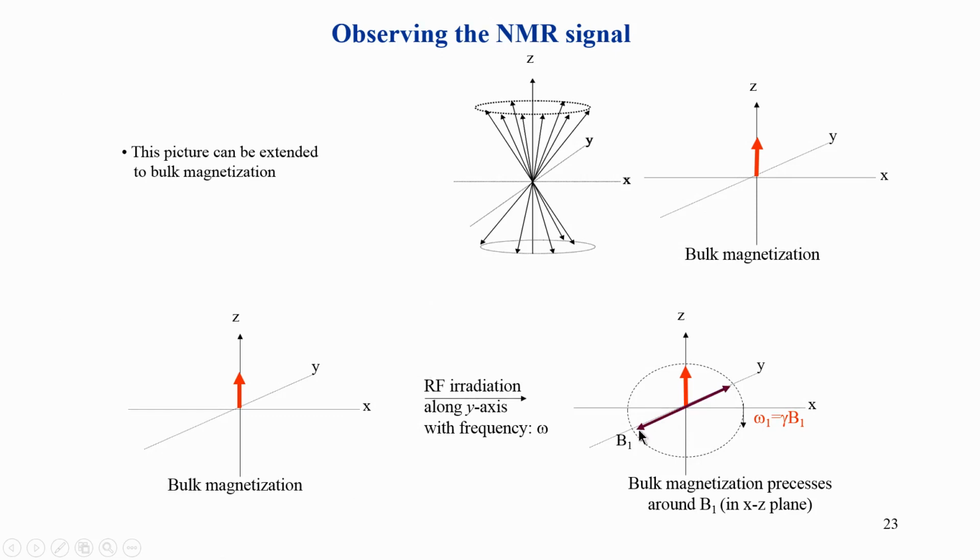Now, B1 is actually an electromagnetic radiation, which has an electric component and a magnetic field component. We are looking only at the magnetic field component, and the electric field component is ignored because we are looking at nuclear magnetic phenomena. Only the magnetic field part of the electromagnetic radiation actually interacts with the spin. Under this resonance condition, when omega equals gamma B0, the spin starts precessing.